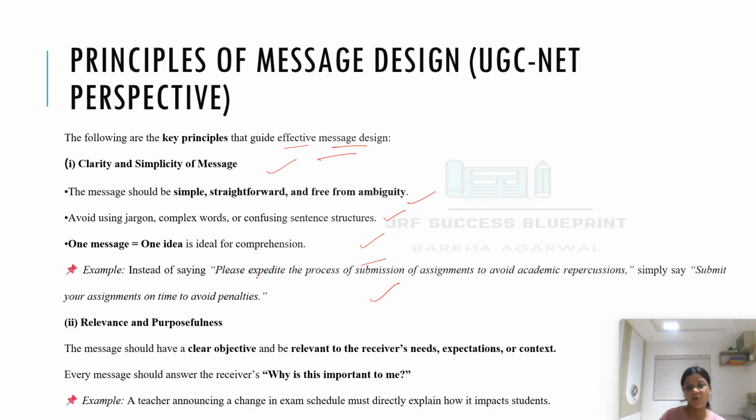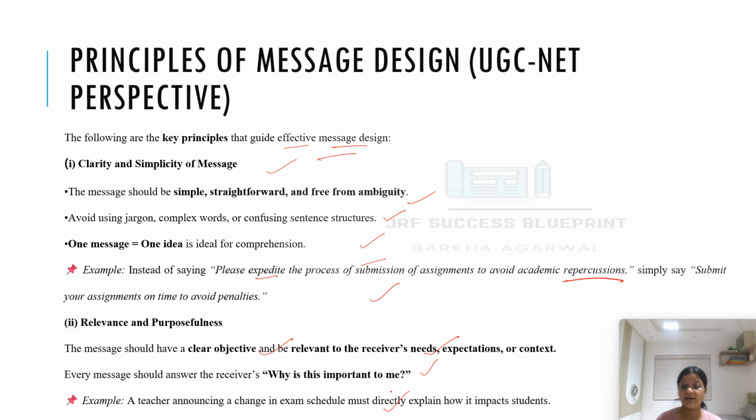So there are some difficult, complex words that people can't understand. Instead of saying such complex sentences, you can say in simple words, that is, submit your assignment on time to avoid penalties. Number two is relevance and purposefulness. The message should be clear and relevant. Receivers need to understand the expectations and the context. Every message should answer the receiver's question, why is this important to me? A teacher announcing a change in exam schedule must directly explain how it impacts students. So it should be relevant and purposeful.